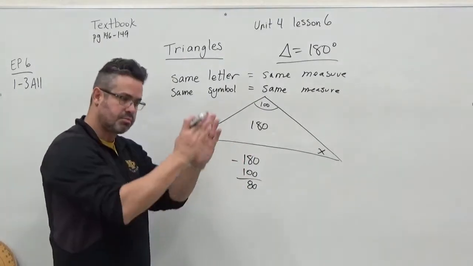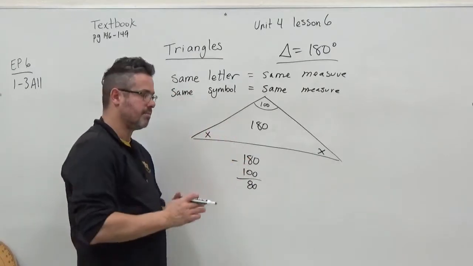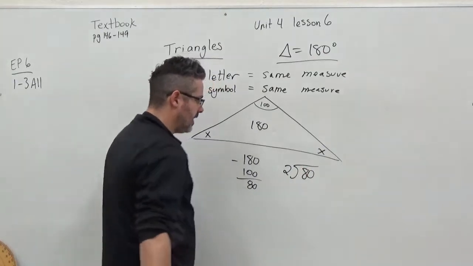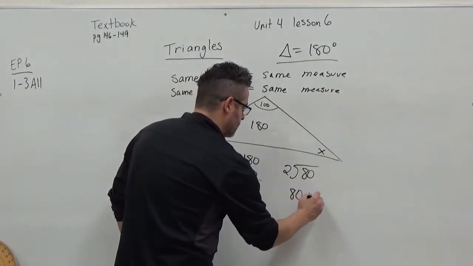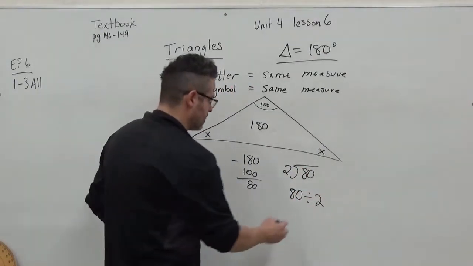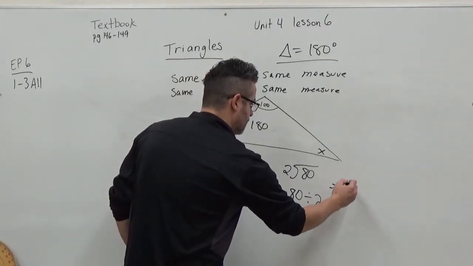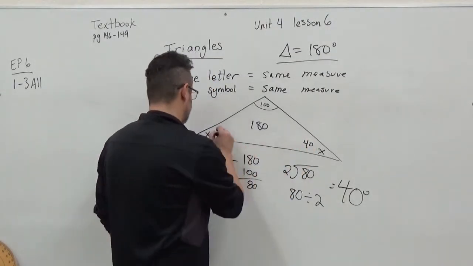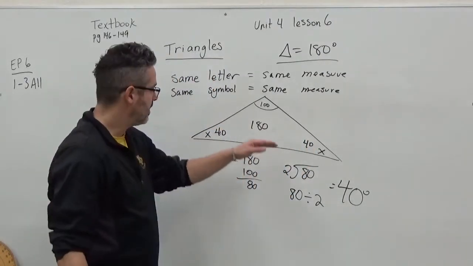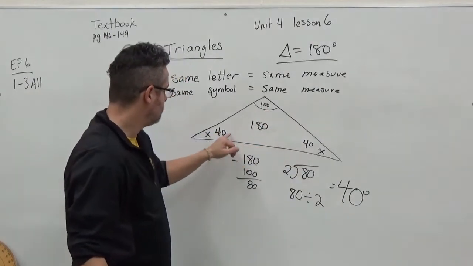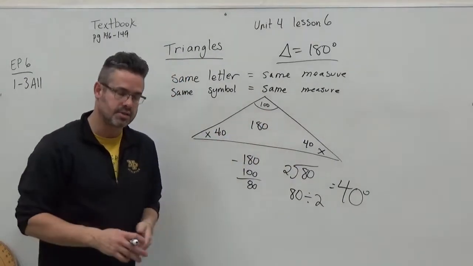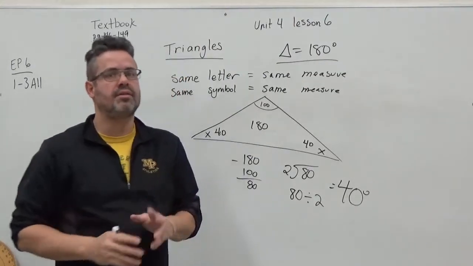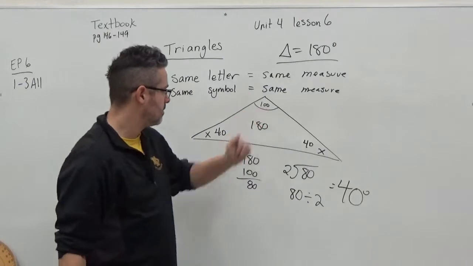In this case, when we split something up, we would divide it up. Divide it into 2. So 2 into 80, or you could write it as 80 divided by 2. However you want to write it, you're going to get an answer of 40 degrees. So this is 40. This is 40. And then if I add it up, 100 plus 40 plus 40 equals 180 degrees. Perfect.